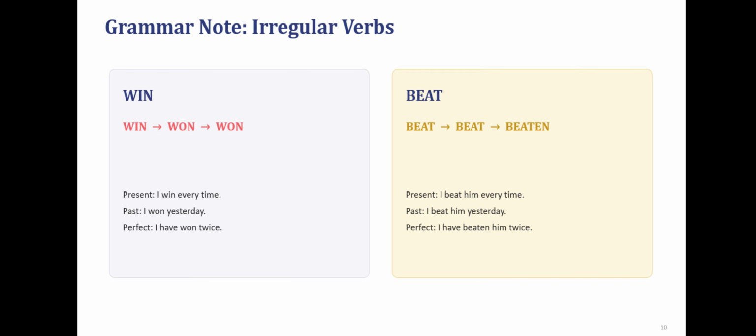Quick grammar note before we move on, both these verbs are irregular, so let's get the forms right too. Win becomes won in the past, and won again in the perfect tense. For example, "I win every time. I won yesterday. I have won twice." Beat stays as beat in the past tense, yes, exactly the same, but becomes beaten in the perfect tense. For example, "I beat him every time. I beat him yesterday. I have beaten him twice." That little word beaten trips up a lot of people, so make sure you remember it.